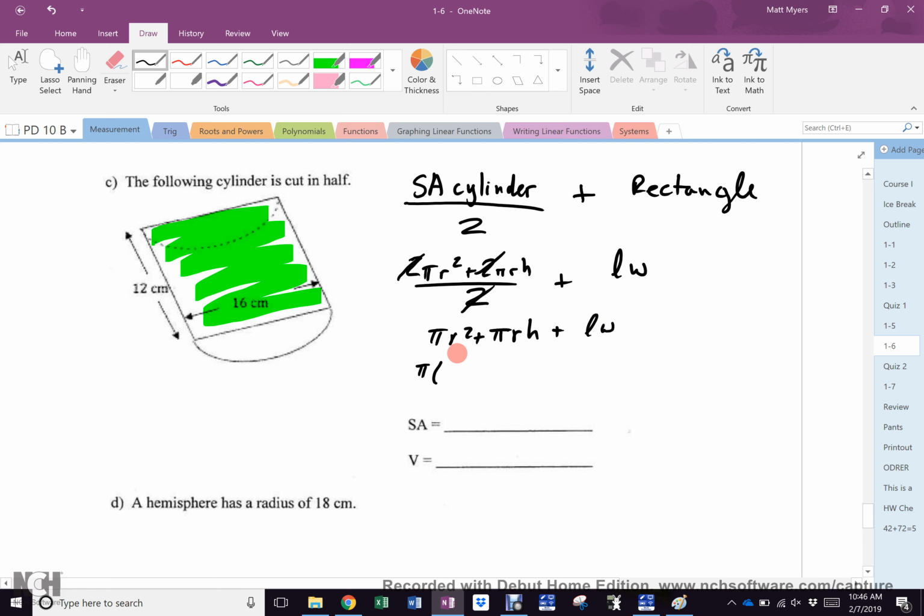Pi times what's the r? 8 squared plus pi times 8. What's the height? 12, because even though it's lying down, height goes perpendicular to base, plus LW, 16 times 12. That is 64 pi plus 96 pi, which is 160 pi, plus 16 times 12 is 192. 160 pi plus 192 centimeters squared.